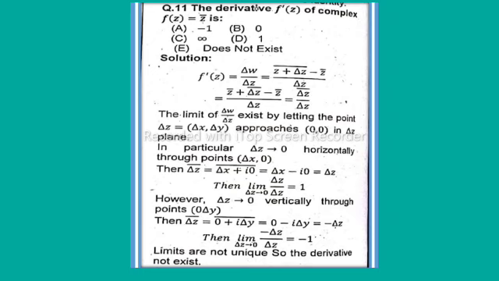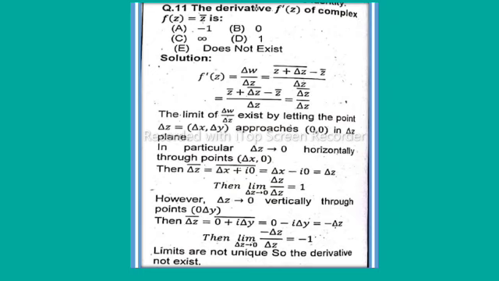In particular, delta z approaches 0 horizontally through the point delta x comma 0. Then conjugate of delta z is equal to conjugate of delta x plus iota 0, which is equal to delta x minus iota 0, which is equal to delta z. Then the limit as delta z approaches 0 of conjugate delta z by delta z is equal to 1.